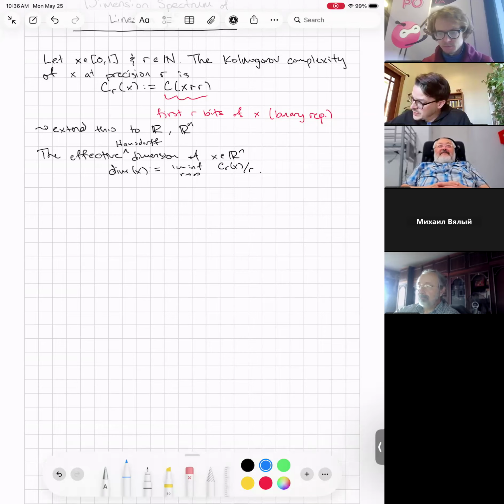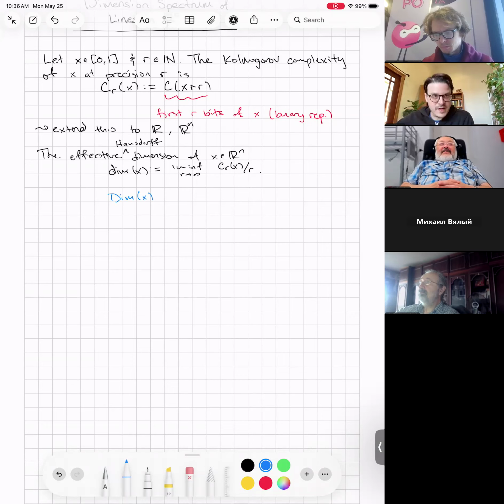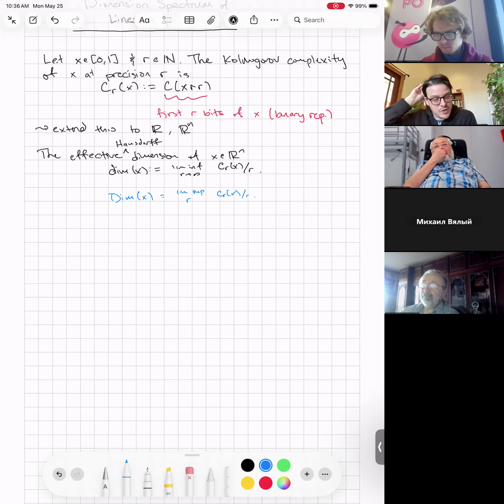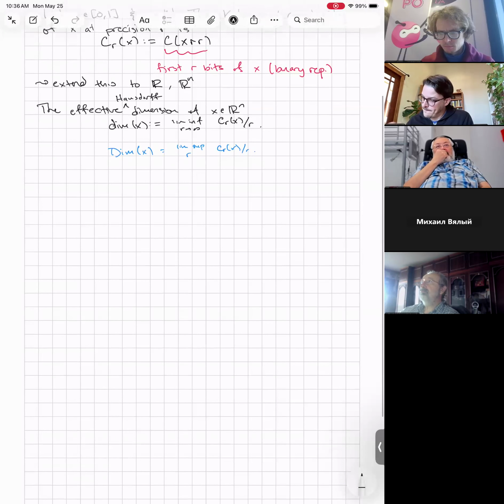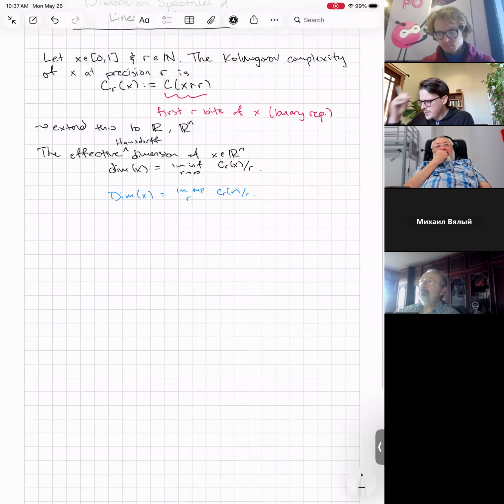We can also talk about the effective packing or the effective strong dimension, which is just the dual. This is also an interesting notion. It corresponds to packing dimension. So it is used, but in this talk I won't need it. Okay. I guess the last definition I wanted to give for now.